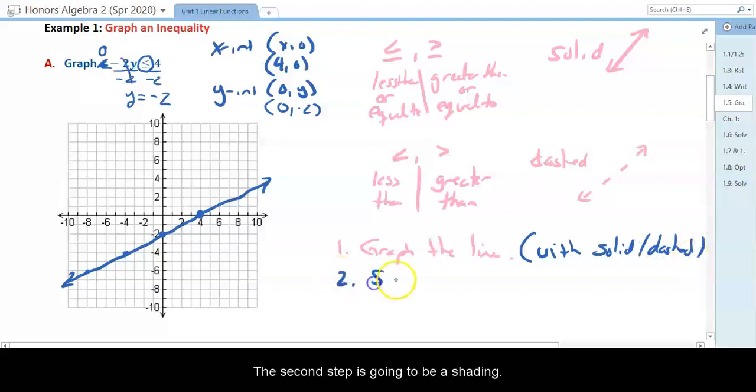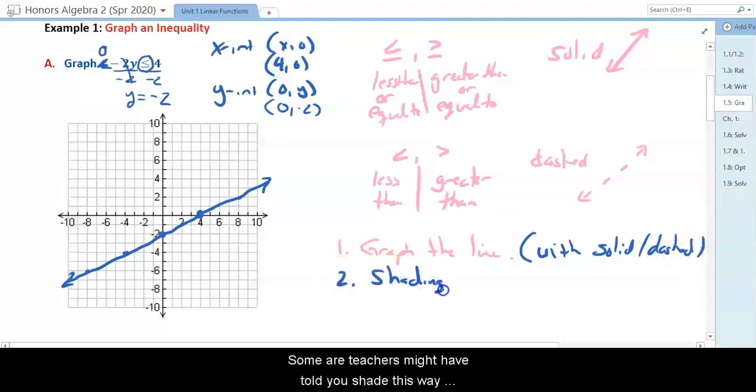The second step is going to be the shading. Now, some of your teachers might have told you to shade this way if the sign's a certain direction, or shade that way if it's a different direction. I'm going to give you a method that works 100% of the time.